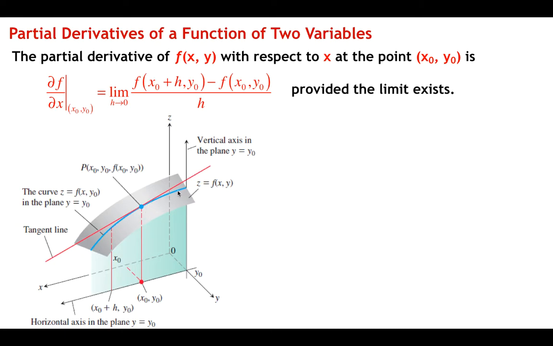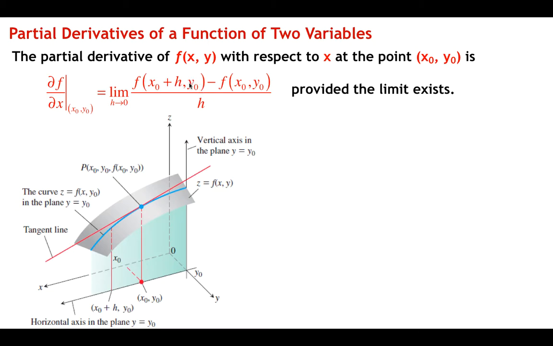This blue curve, which is the intersection of the y equal to y naught plane and this surface z equals f of x y, lies in the xz plane. The horizontal axis is the x-axis and the vertical axis is the z-axis, so we can treat it as a function of one variable, and at this point x naught y naught we can calculate the slope by calculating the derivative with respect to x. So what we get is the slope of this tangent line at x naught y naught, which is given by this formula. Basically the partial derivative of a function with respect to x at x naught y naught gives us the rate of change of the function with respect to x when y is held fixed at y naught.